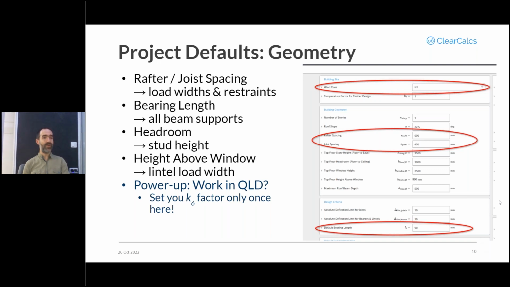A particular note here, if you're working in Queensland, particularly coastal Queensland, you probably need to set the K6 factor for timber to 0.9. You can set that only once in the project defaults here, and that will propagate through every timber calculator that you create.